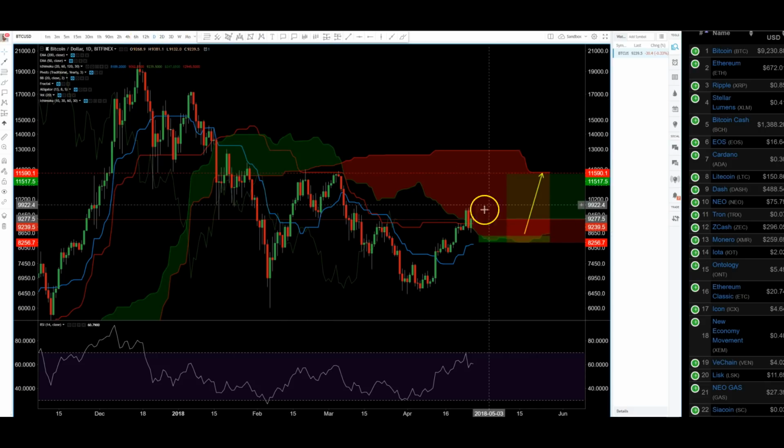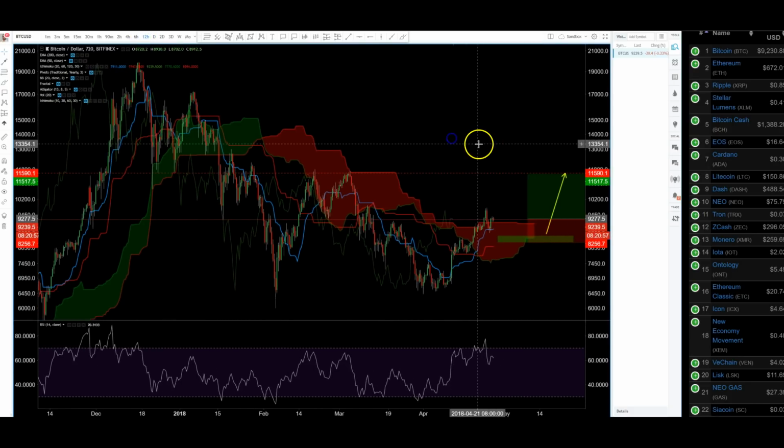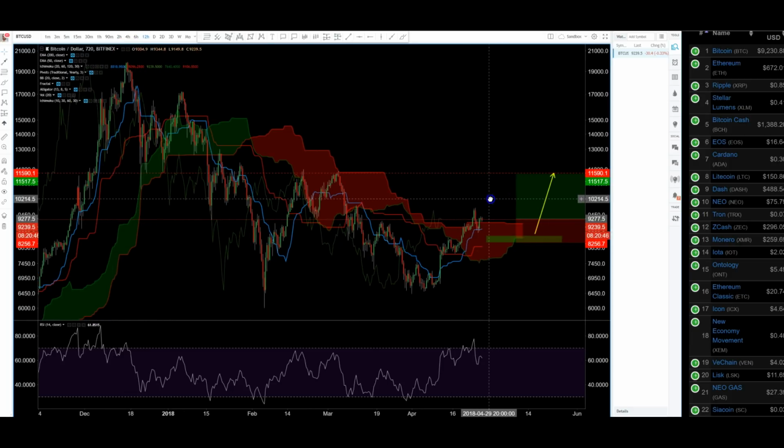I'm just going to say E to E or Kumo breakout for most of this stuff, just so I can get through it quickly. Hopefully we can do this in, I'm going to say under 20 minutes, but we'll see how well I can edit this together. So again, 12-hour Kumo breakout, that's what you want to see.